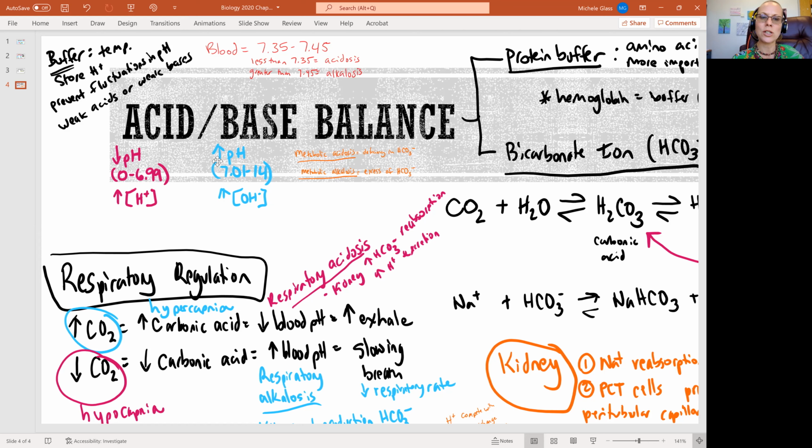And what we should pay attention to here also is that your pH scale is a logarithmic scale. So numbers that look like small changes on the scale are actually significant when we're talking about your pH levels.